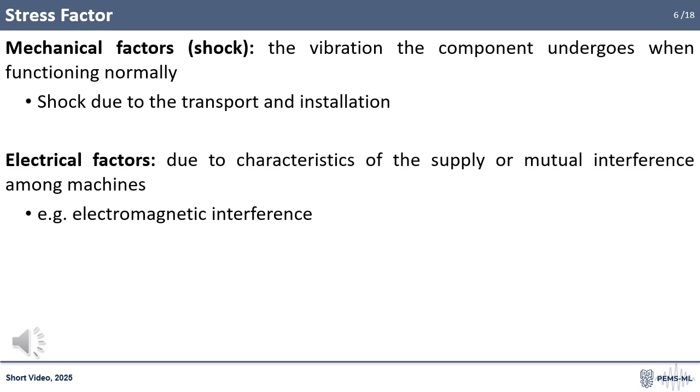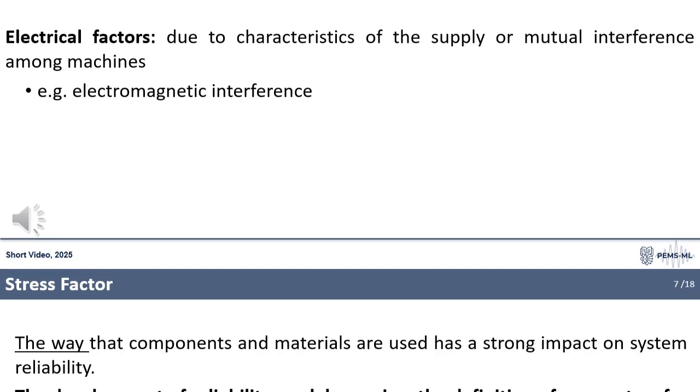Mechanical factors include shocks experienced during installation and transportation, as well as vibrations to which devices are subjected during normal operation. Electrical factors include electromagnetic interference, either due to power supply characteristics or mutual interference between nearby devices.